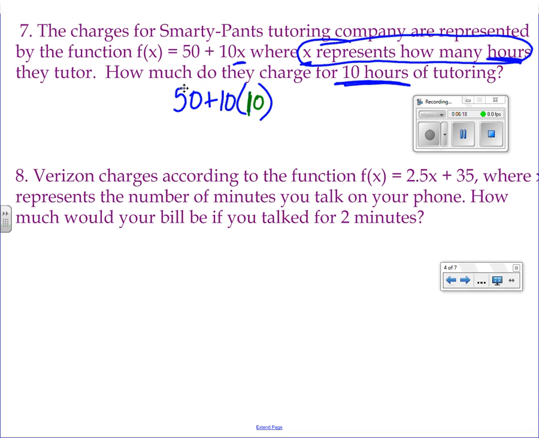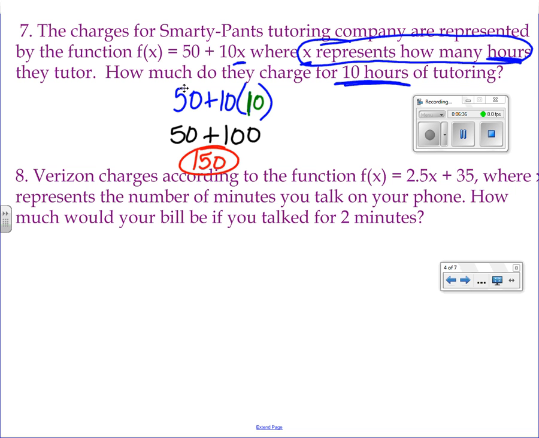Remember to do parentheses first. So 10 times 10 is 100. And then we need to add 50 to it. What is 50 plus 100? 150.